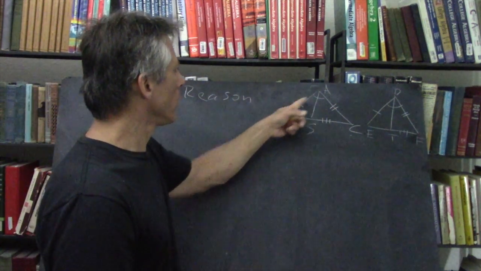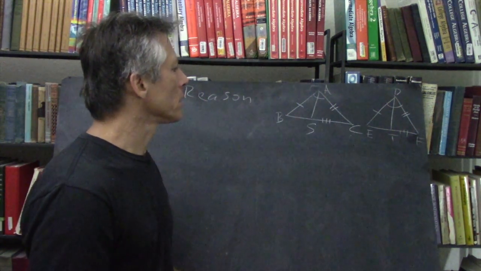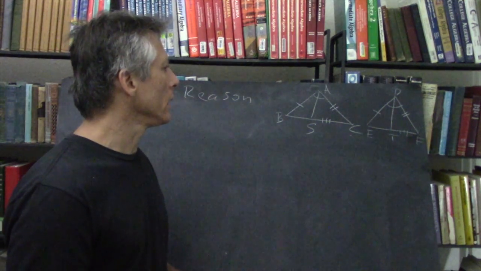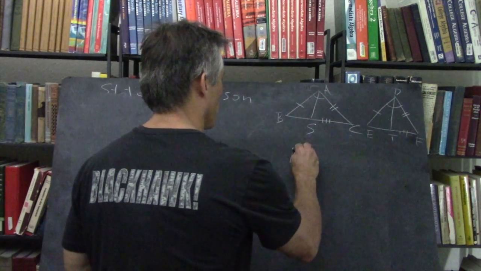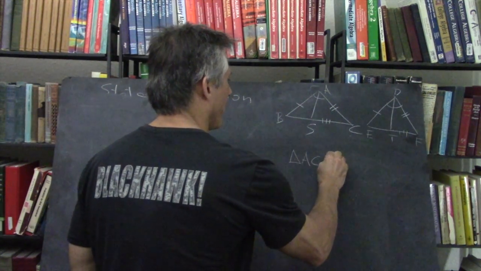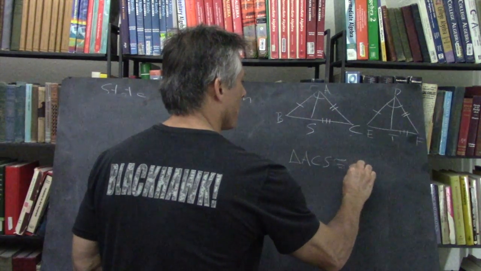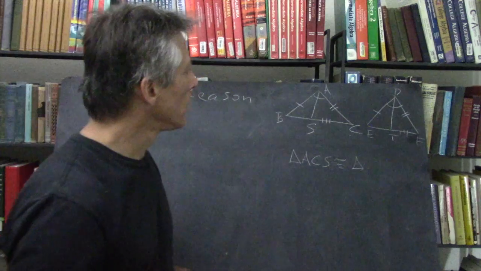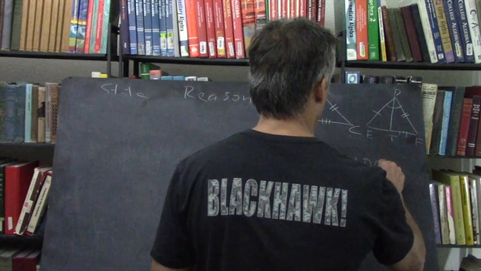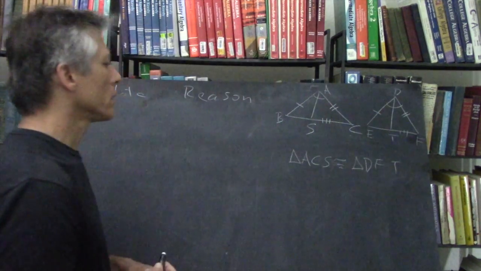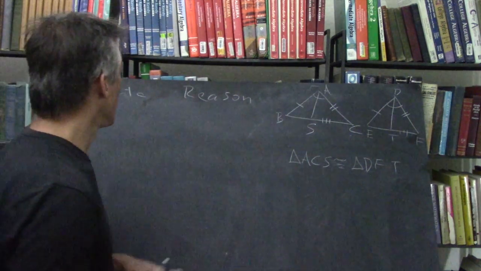So we'll probably use the one on the right here, because this one doesn't have much information. On this triangle you've got one side and that's it, because this is the whole angle. Here we've got two sides, so that's probably where we're going to do something. So we probably want to show triangle ACS is congruent to triangle DFT. Okay, and then we'll do more from there, one thing at a time.